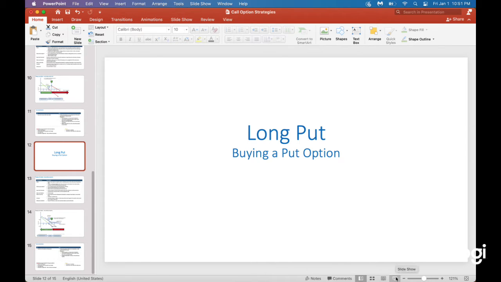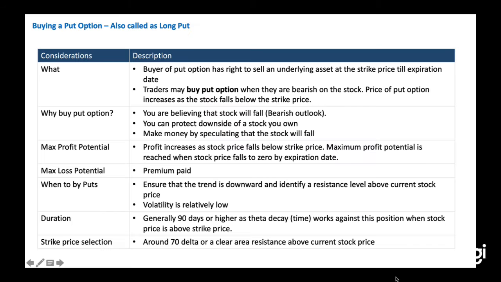Today we'll talk about long put. It's also called buying a put option. So we will quickly talk about some considerations.